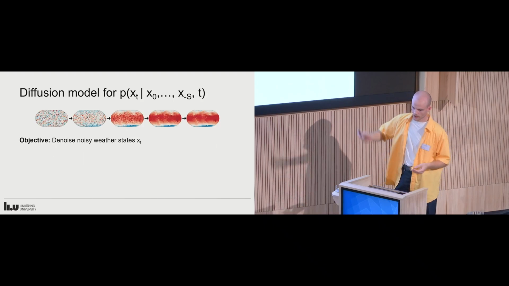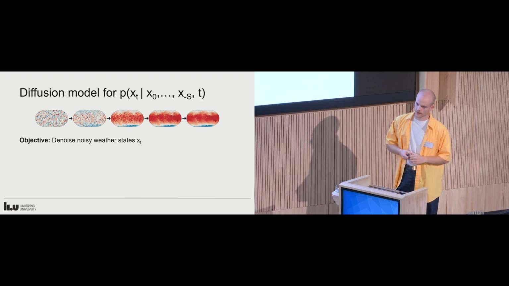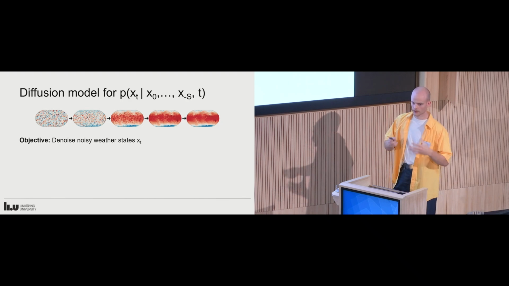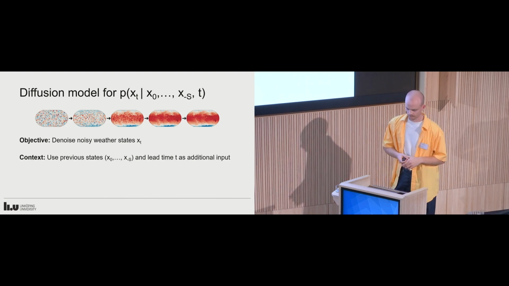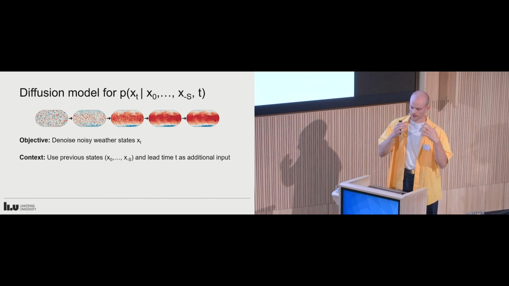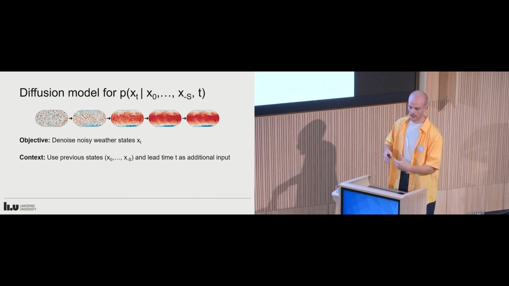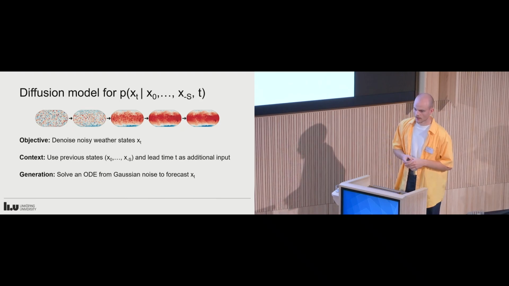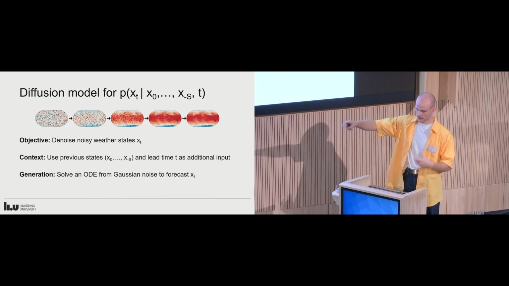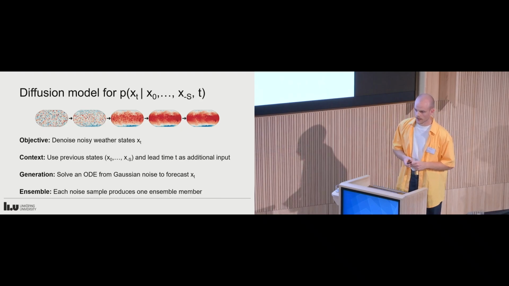And so to give you a primer on diffusion: if you wanted to train a model like this, you would set up your objective, which would be to denoise noisy weather states. And then to make sure that you're sampling from this conditional distribution, you would also use the previous history and sometimes the lead time as additional input. And then to generate a forecast, you would solve an ODE, starting in some random Gaussian noise and ending up in your forecast. And if you want tens or hundreds of forecasts, you just sample some new random noise and do it all over again.